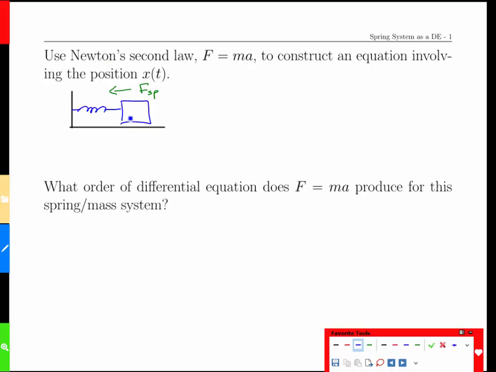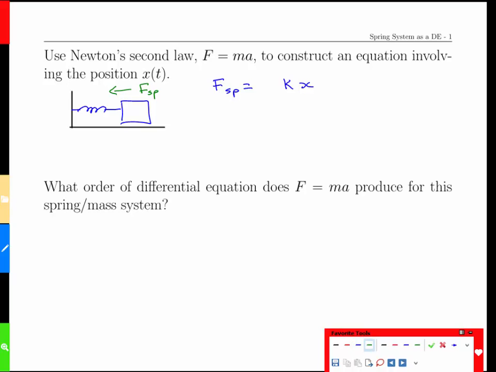Considering the physics of the spring system again, what we have is a coiled spring and a mass, and the driving equation that will govern the motion of this mass is simply going to be Newton's second law, F equals ma. What we have here is the force, and the only force being applied horizontally is the spring force, and that is going to be k times x, so some spring constant times the displacement.